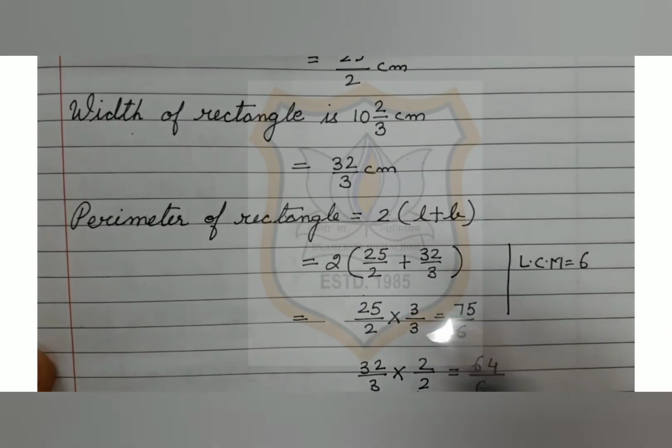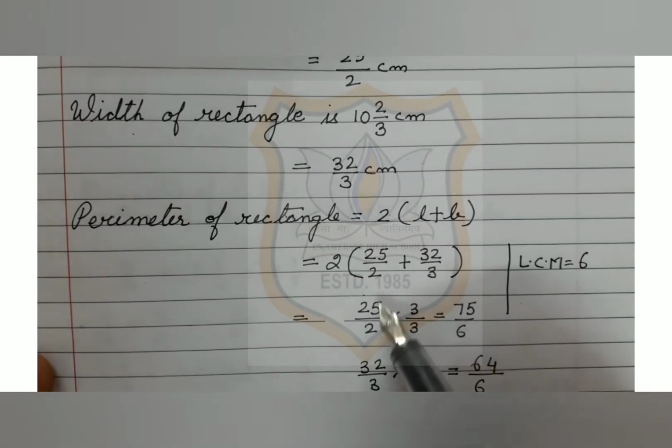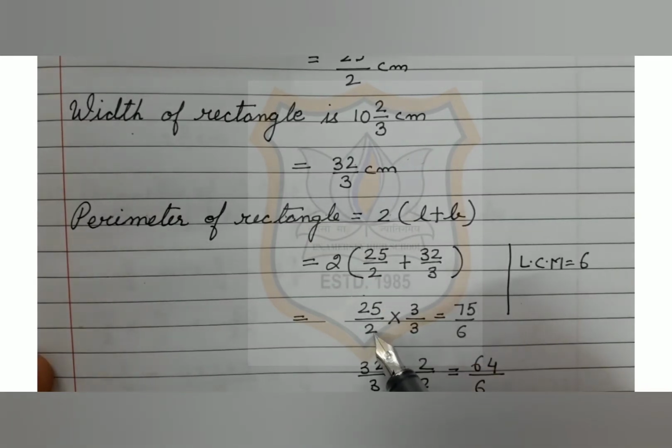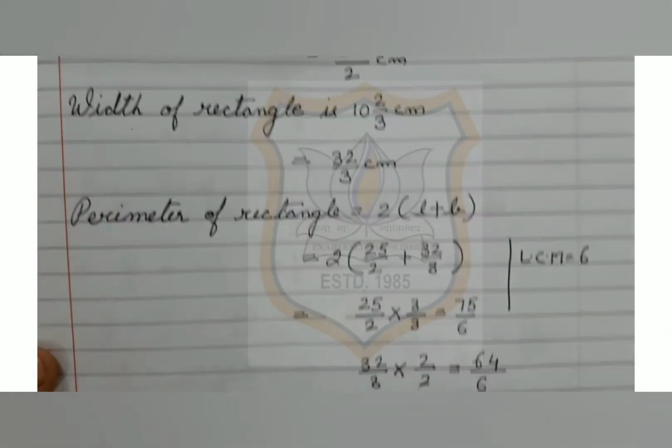Now 25 upon 2, that is our first fraction. In 25 upon 2, the denominator is 2. 2 is multiplied by what so that the answer will become 6? 2 is multiplied by 3. 2 3s are 6. If 2 is multiplied by 3, then 25 is also multiplied by 3. That is 25 into 3, that is equal to 75 upon 6. Now our fraction will become 75 upon 6.